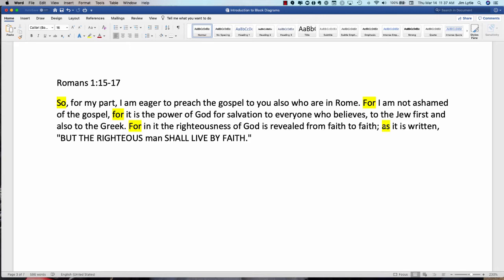As it's written, the righteous will live by faith. And remember, we spent some time back in the book of Habakkuk looking at these words to figure out what they meant back there. And we realized that the message of Habakkuk is that righteous people live by faith all the time. They start their spiritual life by faith. They keep their spiritual life going by faith.